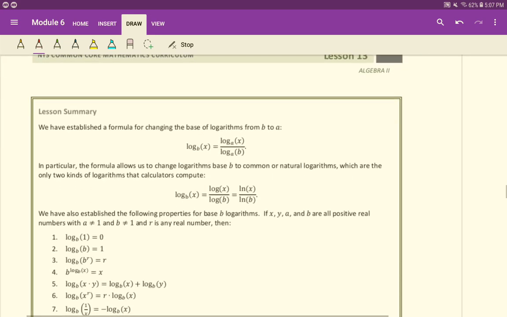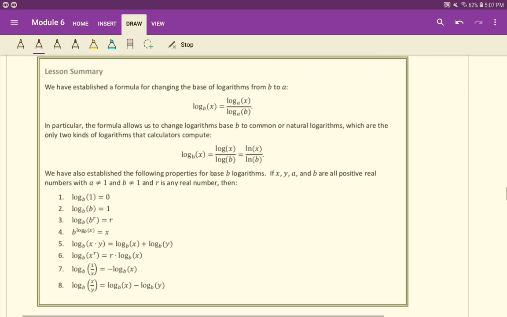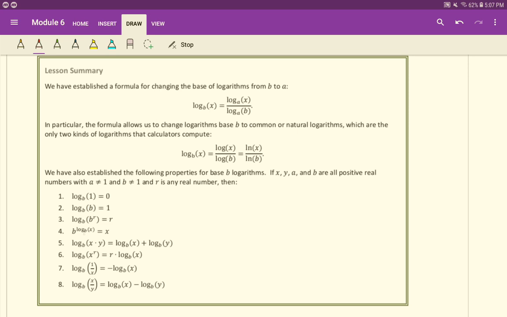Alrighty, and if you look down there, there are some more general properties listed for other logarithms besides base 10. These are all base b. So just more general.